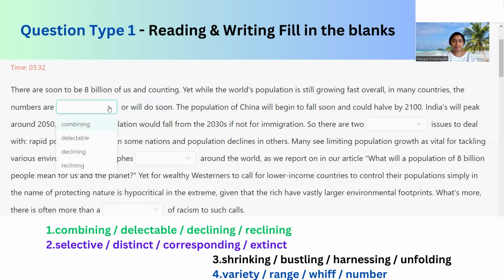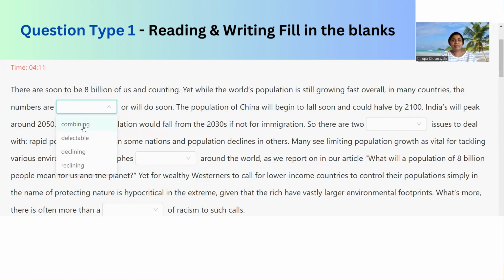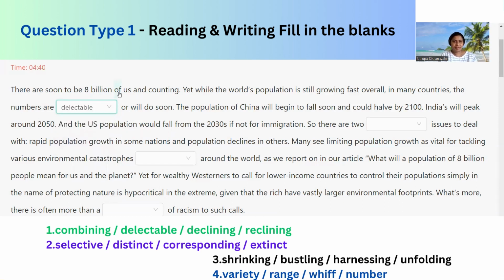Let's see what the answers are for the blank. Combining, delectable, declining, reclining. Now population can only be increasing or decreasing here. It cannot be combining, like combining something, mixing together. You can say hydrogen and oxygen are combined to form water. Combining cannot go in here. So delectable. What is delectable? Delectable is some kind of attractiveness of something. So delectable also doesn't go in here based on the meaning.